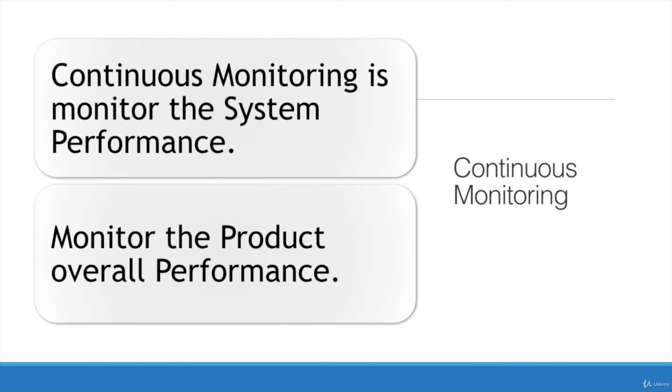So continuous monitoring has tools like Dynatrace and Nagios, which continuously monitor your application as well as your server health. What kind of memory is being used, what operating system is being used, how much CPU is being used by your application, what kind of RAM is being used by your application, right? All these things come into continuous monitoring. In continuous monitoring, we monitor the product's overall performance at different stages. This is a very critical phase of the product life cycle.